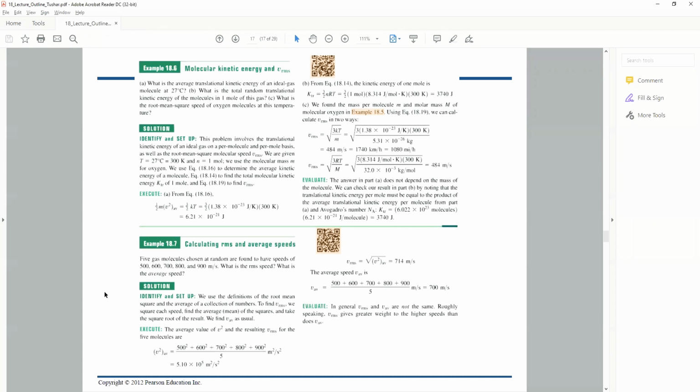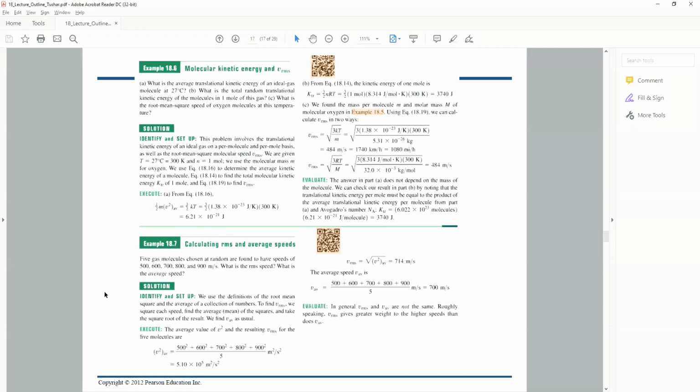So it is an energy. From equation 18.14, the kinetic energy of 1 mole is just 3/2 nRT. So you have the moles, the gas constant R, and the temperature, that is 27 plus 273. Just multiply the values: 3/2 times 1 mole times R times the temperature. That is equal to 3740 joules.